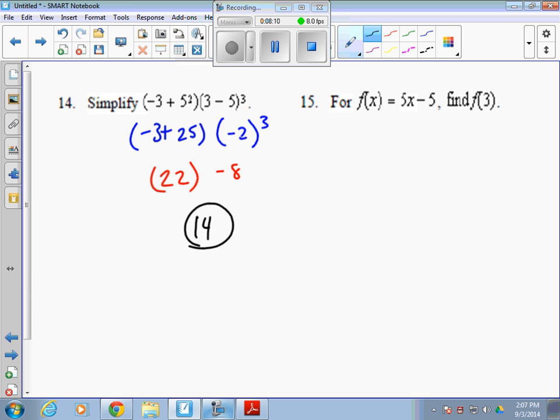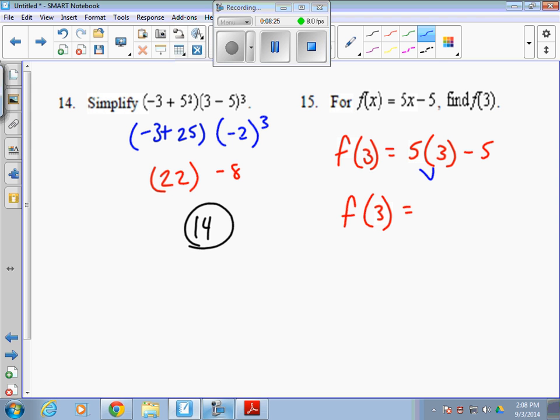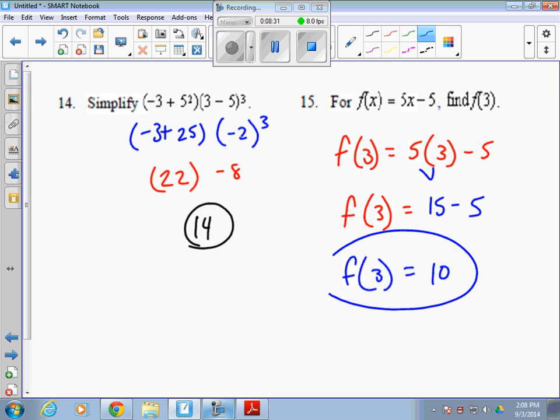f of x equals 5x minus 5. Find f of 3. So f of 3 equals 5 times 3 minus 5. All you did was plug it in. You leave this saying f of 3. You don't change that. It just acts like y. 5 times 3, you do that first. You get 15 minus 5. So f of 3, or y, equals 10.